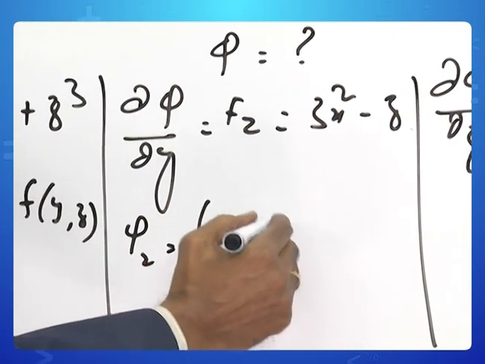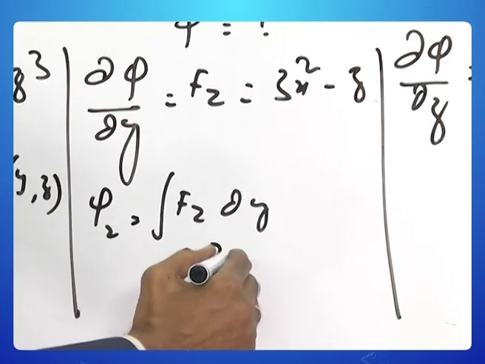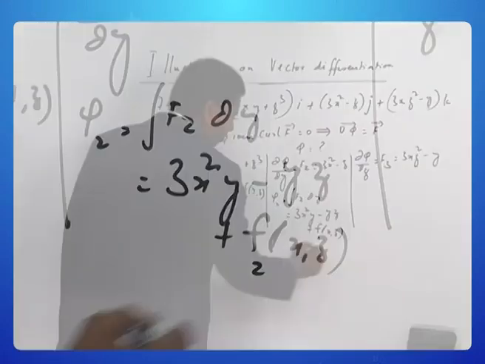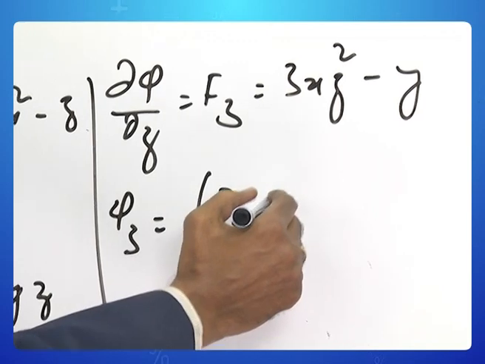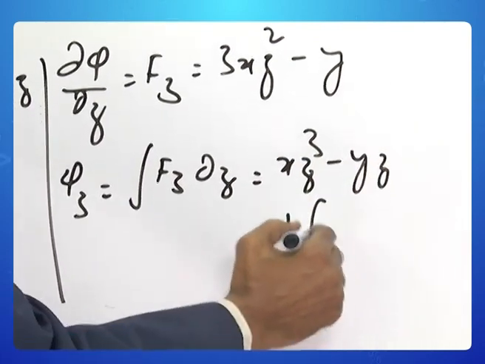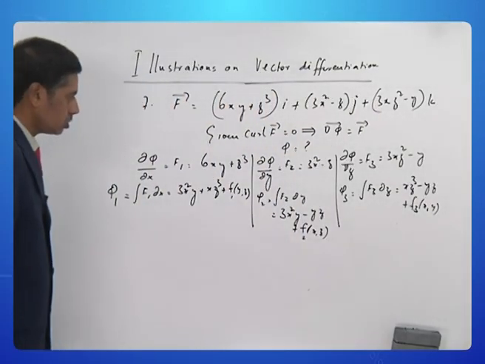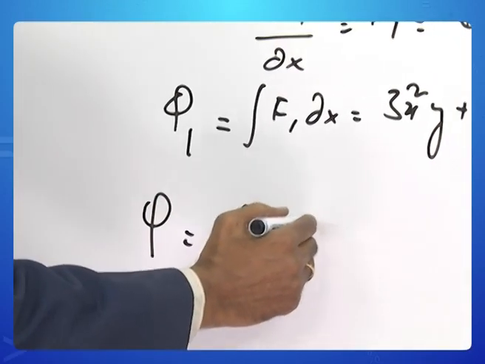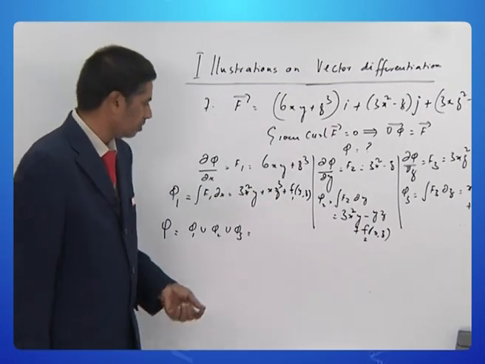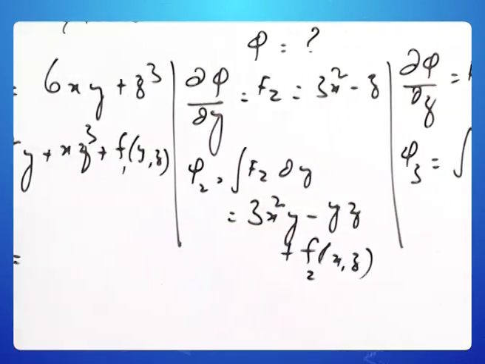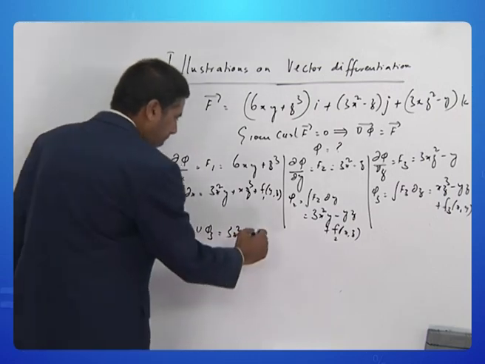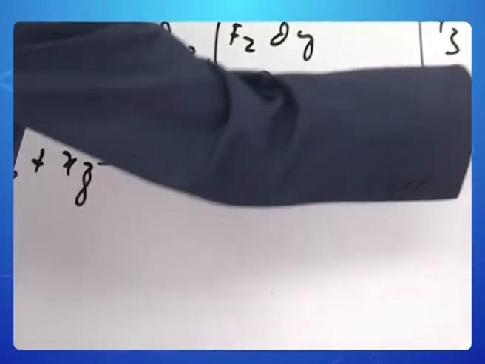Phi 2 is the integral of f2 with respect to y partially, and you will get 3x square y minus yz plus some function of x and z. Phi 3 is the integral of f3 with respect to z partially, and you will get xz cube minus yz plus a function of x, y. So if you want the scalar potential phi, you take the union of all these three. So union, as all of you are aware, is to consider everything but not repeat anything. So 3x square y is seen in two places, so you take it once. Xz cube is seen here and here, so you take it once. Minus yz is seen two times, you take it once.